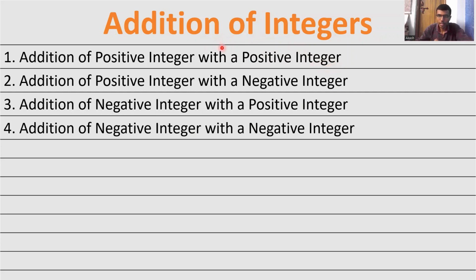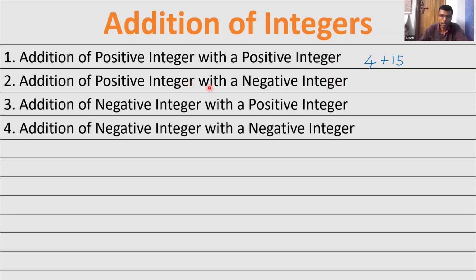Okay, so addition of integers can be classified into four categories: addition of a positive integer with a positive integer, or addition of a positive integer with a negative integer. Okay, let me just give some examples. Let's say something like 4 plus 15. It is an example of a positive integer with a positive integer.